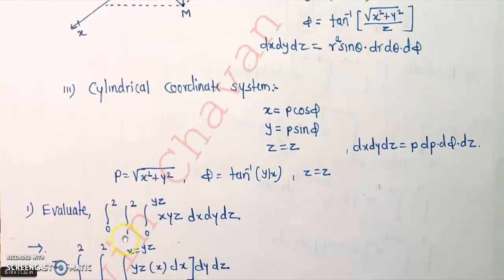Okay, so let's see the first example, which is of Cartesian form: evaluate the integral from 0 to 2, then the integral from 1 to 2 and then the integral from 0 to yz, xyz, dx, dy, dz. We will not judge our order of integration from the given dx, dy, dz. It doesn't mean that dx is given first, it means the first integral is with respect to x. When limits are given, we have to observe the limits first.